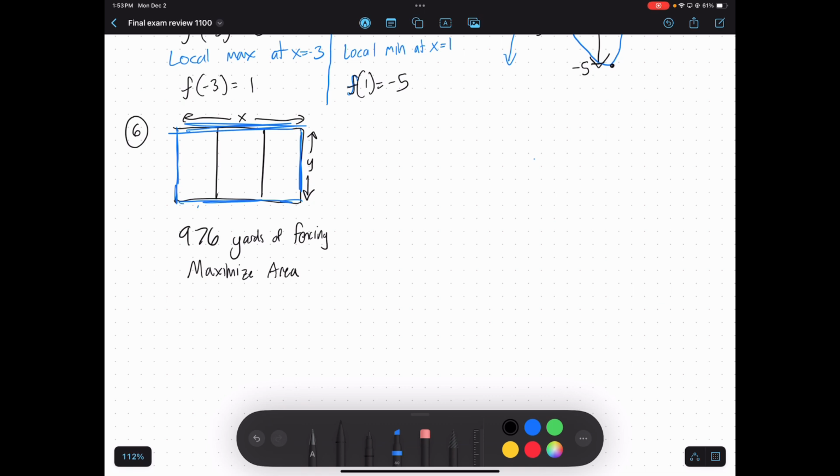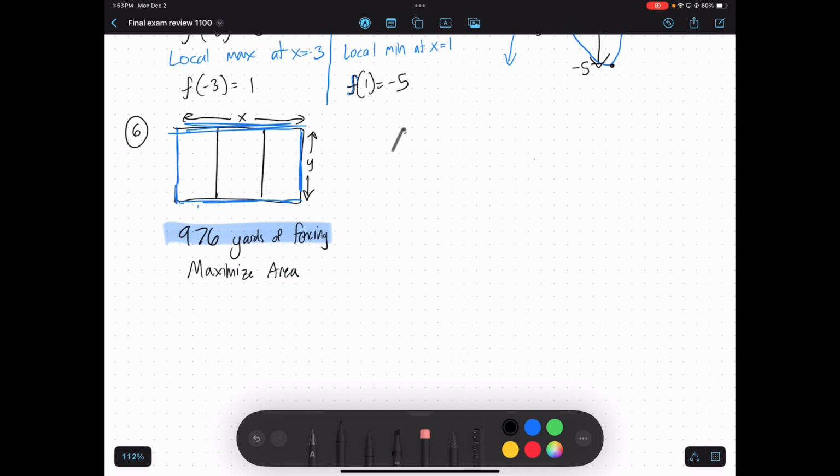Okay. So what is this right here? That's my constraint. Okay. That's my constraint. That's going to help me optimize this here. Okay. But what can I start by doing? Write an equation, right? If I want to optimize area, I need an equation for area, right? So I need an equation for area.